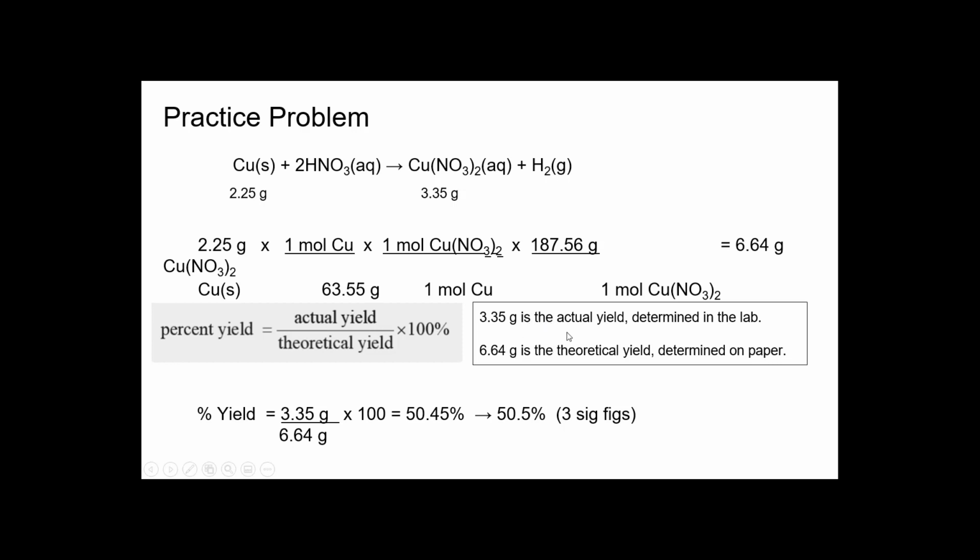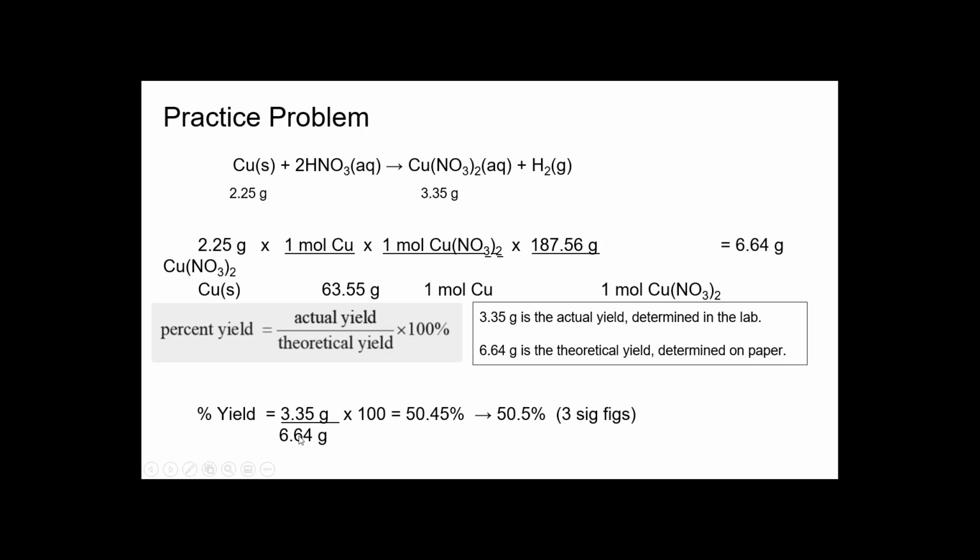So that should also, in a sense, help you most of the time if you did these right. The actual will always be lower, or should be lower, than the theoretical. So I set it up. The percent yield, 6.64 is on the bottom. That's the theoretical. 3.35 grams is on top. Times it by 100. I carried it out.